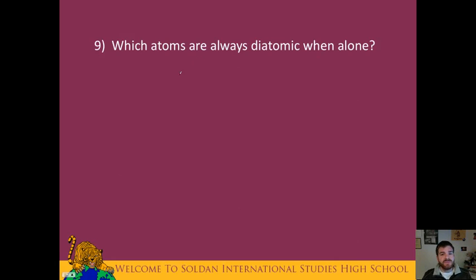Number 9, which atoms are always diatomic when alone? There are 7 of them. If you can just remember Hoffenberkel: hydrogen, oxygen, fluorine, iodine, nitrogen, bromine, and chlorine. All of these will be diatomic, which means that when they are elements, they will be in pairs. I like to think of those Hostess cupcakes that come in packs of 2.